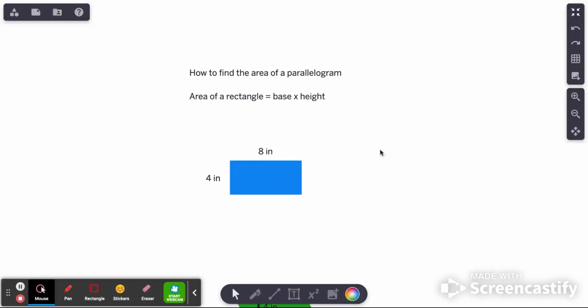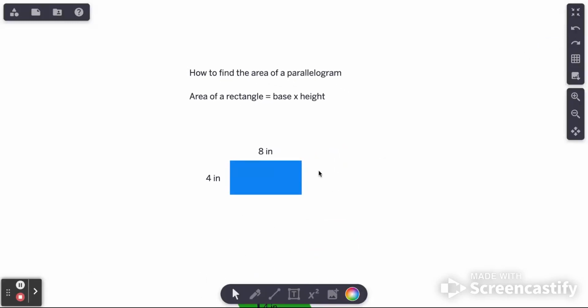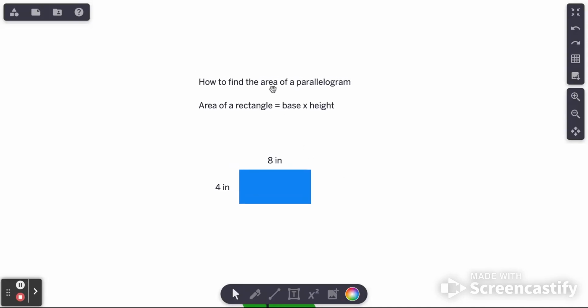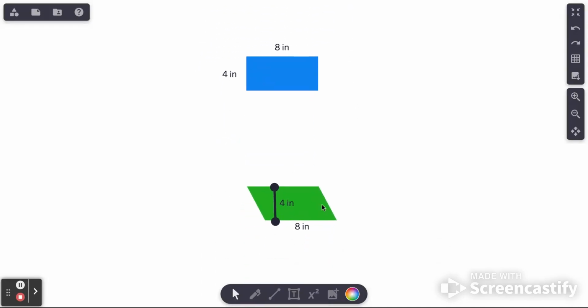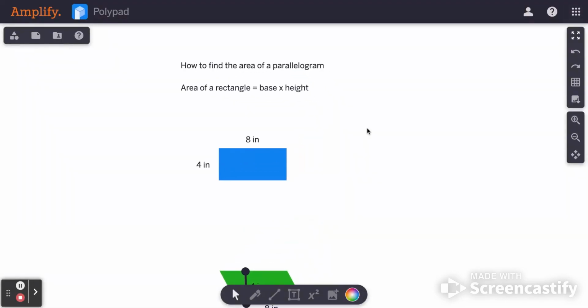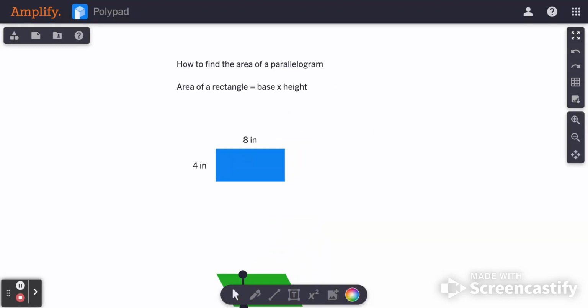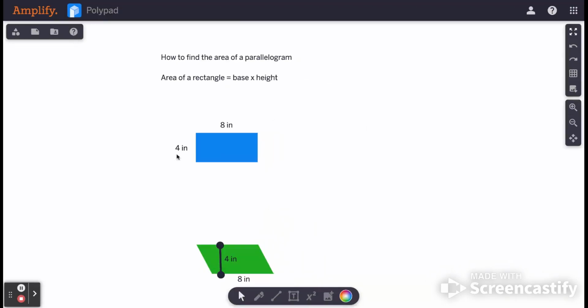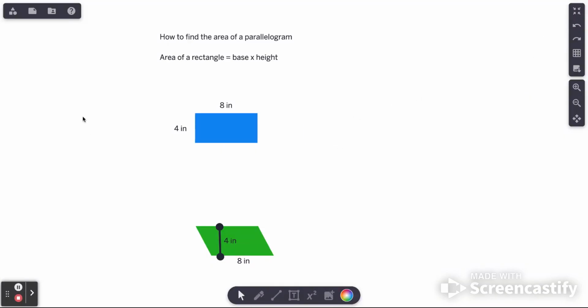Hello, everyone. So today we're going to be talking about how we can find the area of a parallelogram. Before we get started with our parallelogram, I wanted us to look first at how we would find the area of a regular rectangle. So we're going to look at our rectangle first.